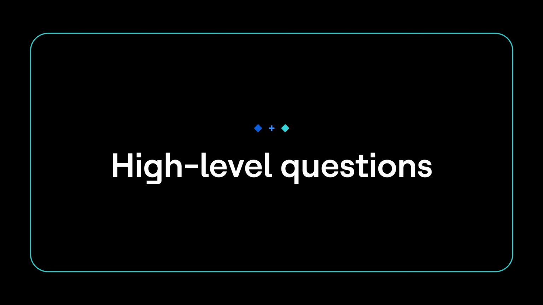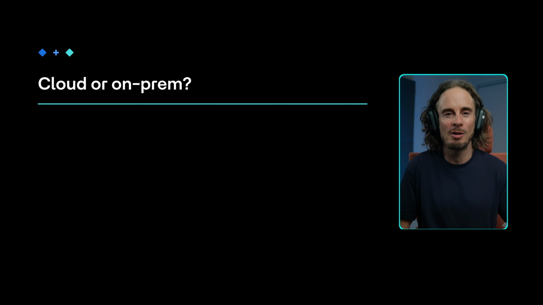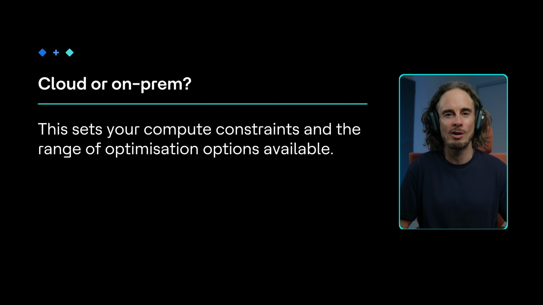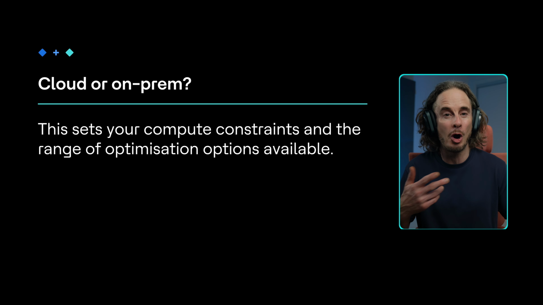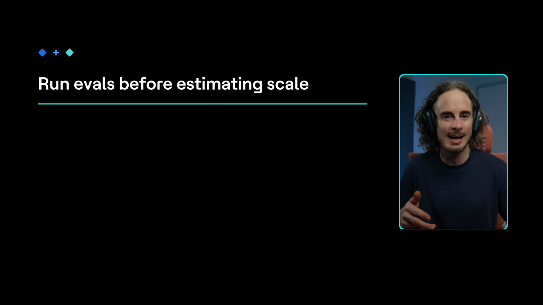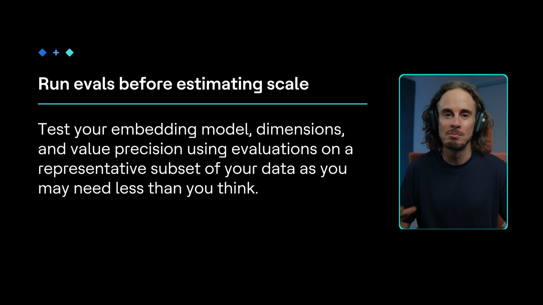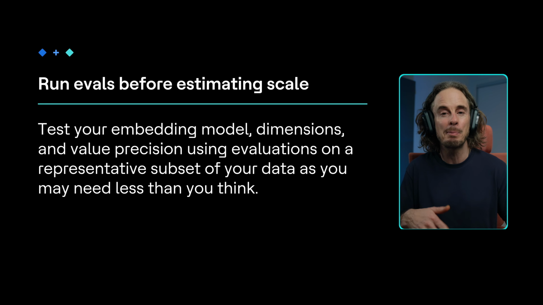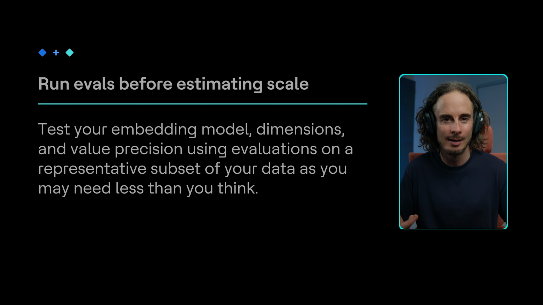Now, we've covered a ton in this video, so I want to leave you with a set of high-level questions you can use to guide your evaluation process. Cloud or on-prem? This sets your compute constraints and the range of optimization options available. Run evals before estimating scale. Test your embedding model, dimensions, and value precision using evaluations on a representative subset of your data, as you may need less than you think.